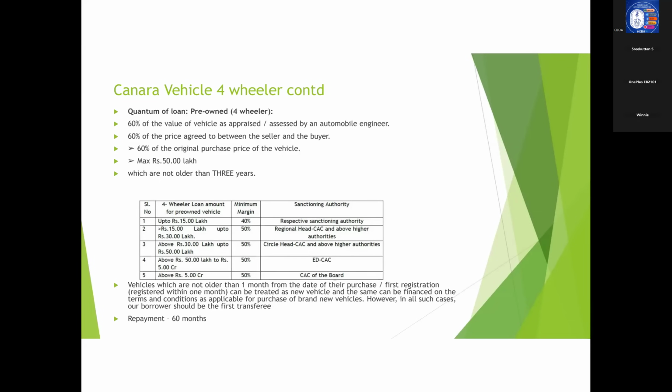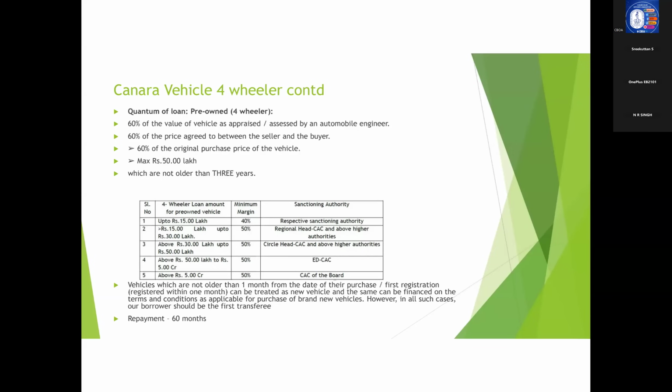Now, there is also another important question with regard to pre-owned: vehicles which are not older than 1 month from the date of their purchase or first registration can be treated as new vehicles, and can be financed on the terms and conditions applicable to purchase of brand new vehicles. However, in all such cases, our borrower should be the first transferee. This happens mostly in the case of demo cars. If our borrower is purchasing a vehicle within 1 month of registration, it can be treated as a fresh vehicle loan, with the same margin requirements as a regular vehicle loan, and need not be treated as pre-owned, provided the vehicle is not older than 1 month.